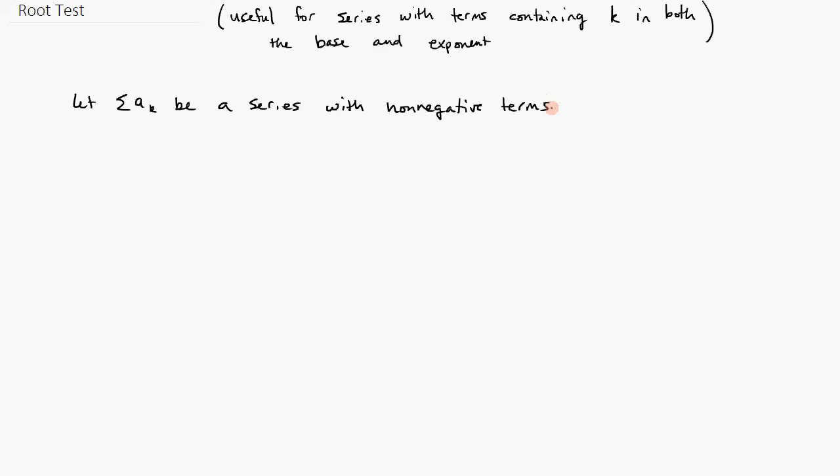And then you compute the following limit. So you compute the limit as k goes to infinity of the kth root of the terms, or you can write it in exponential form as the term raised to the 1 over k power. We'll let the value of this limit be rho, the Greek letter rho. And then if it satisfies the following conditions, you can tell whether it converges or diverges.